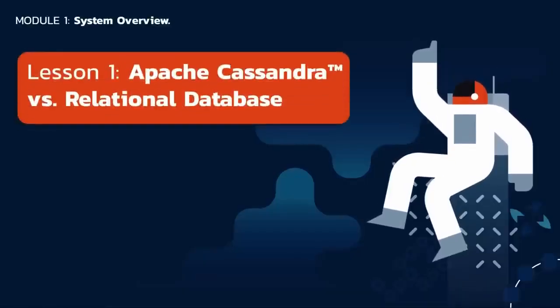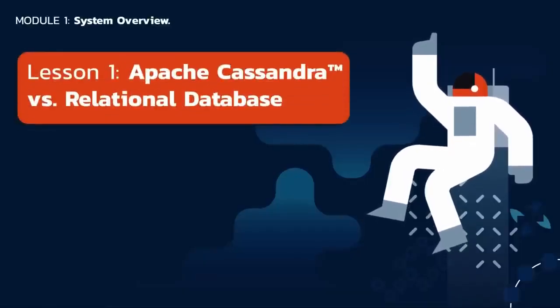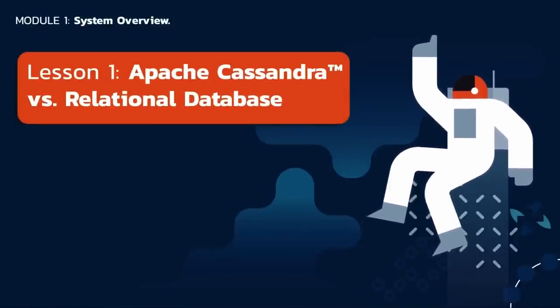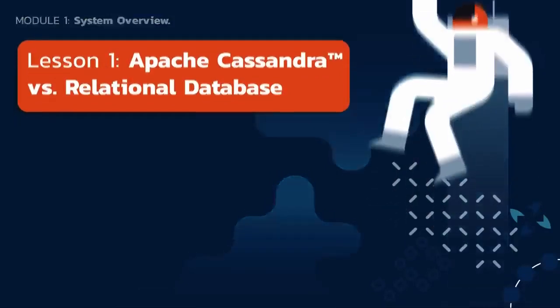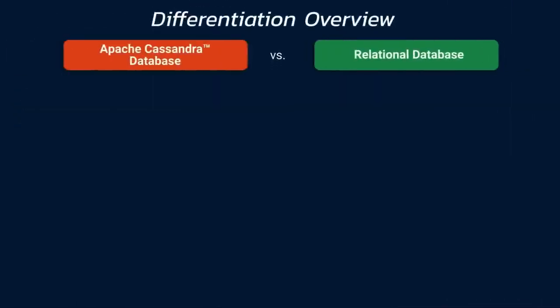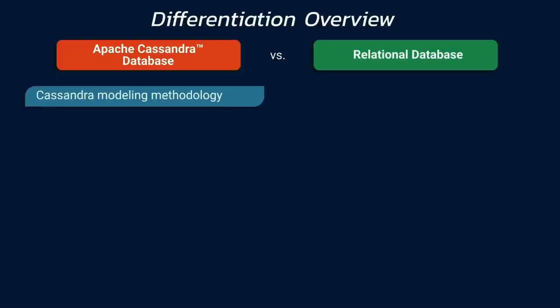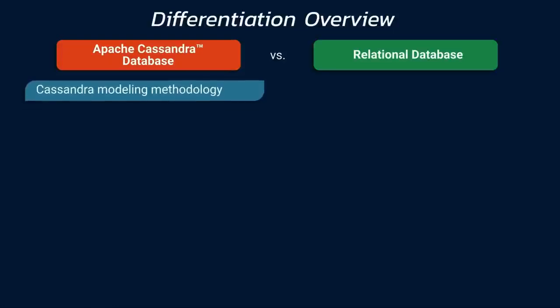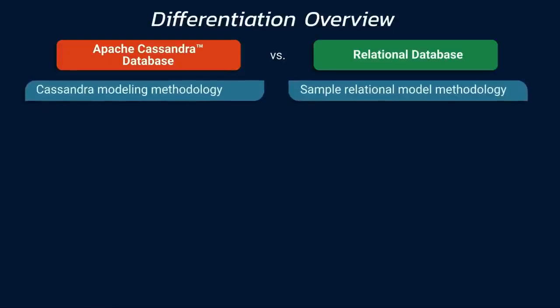Upon completing this lesson, you will be able to understand how relational data modeling concepts compare to those used when data modeling for Apache Cassandra. Now you will learn about some differences between relational databases and Apache Cassandra. The Cassandra data model follows Cassandra modeling methodology, while the relational database follows the simple relational model methodology.